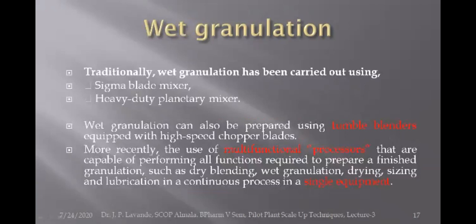The method of granulation, whether it will be wet granulation or dry granulation. For each process, there is a consideration which needs to be taken into account during the scaling up. If it is wet granulation, traditionally it will be carried out with the help of a Sigma blade mixer or heavy duty planetary mixers. Wet granulation can also be prepared using tumble blenders equipped with high speed chopper blades.